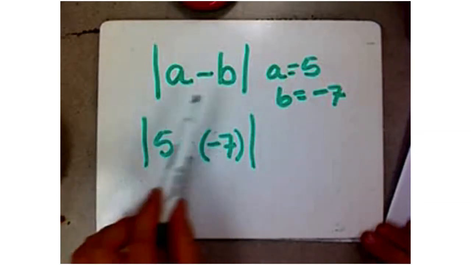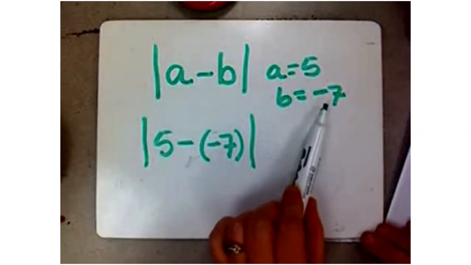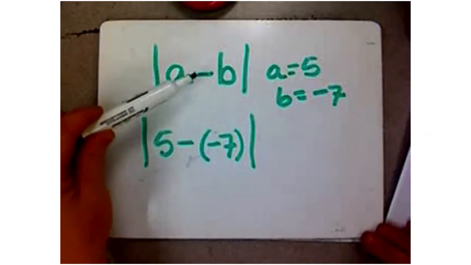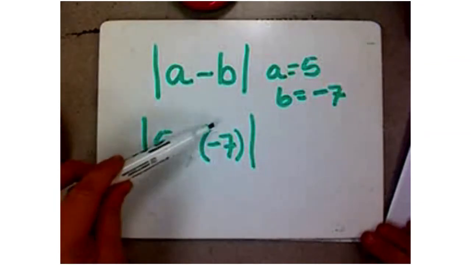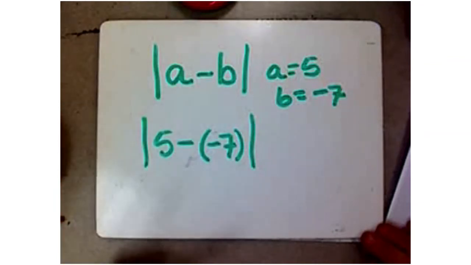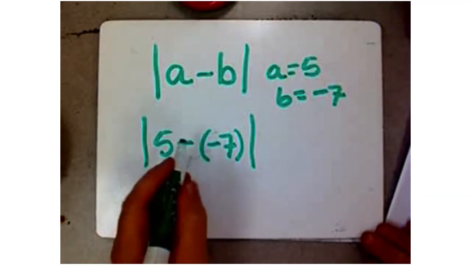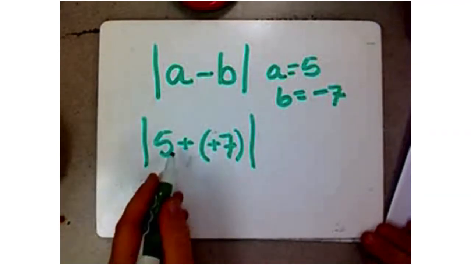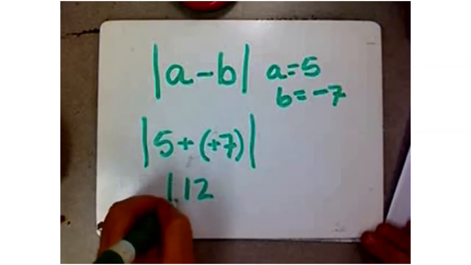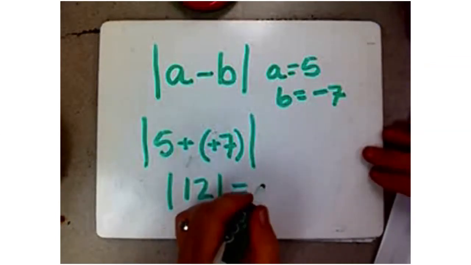Notice I substituted in the 5 for my A. I substituted in the negative 7 for my B. I needed to keep the minus in between, so we use that paren to show that. And then you notice it's a minus a negative, so that becomes a plus. 5 plus 7 is 12. The absolute value of 12 is 12.